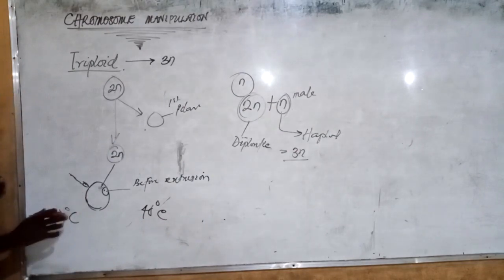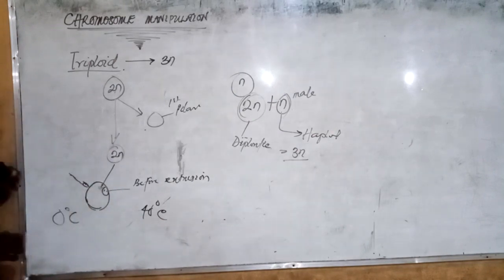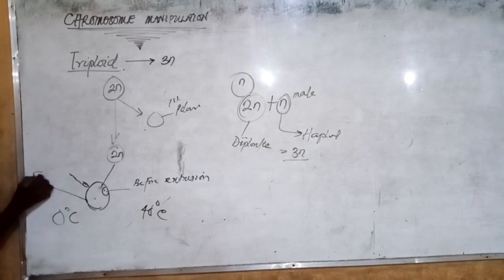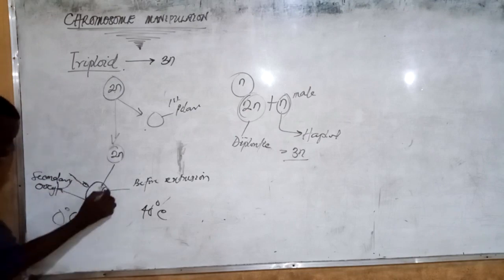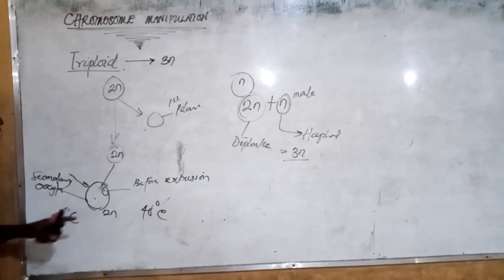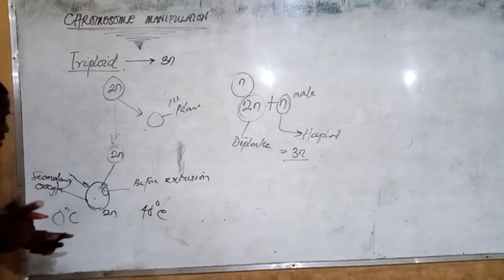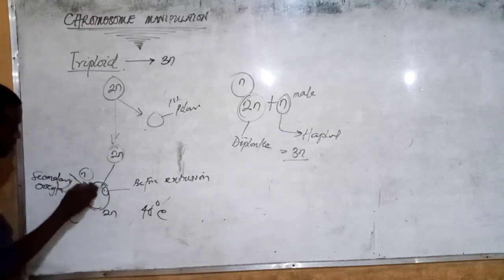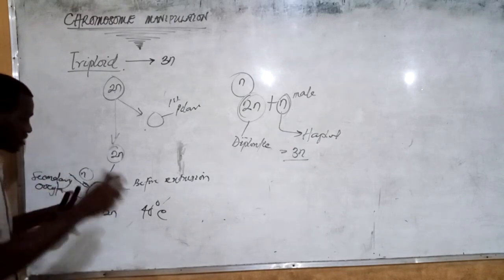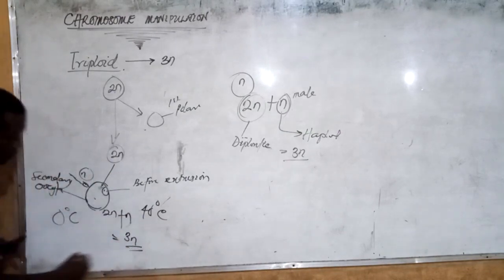If we use the low temperature shock, it is going to prevent the extrusion of this second polar body. Now you know that there is a secondary oocyte here. This secondary oocyte is haplontic. The polar body is haplontic. Hence, these two altogether are diplontic. So because of the shock, the polar body will not be extruded. Now what does that mean? There is a haplontic sperm that is coming to fertilize this. When the polar body cannot be extruded and the sperm has gotten there, it fertilizes, and then you have a 3N, which is a triploid.